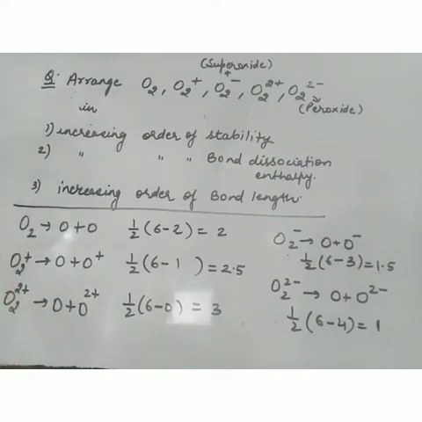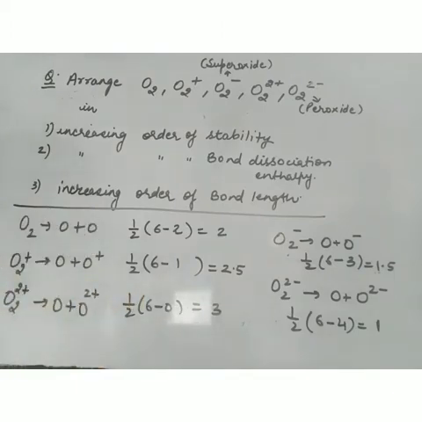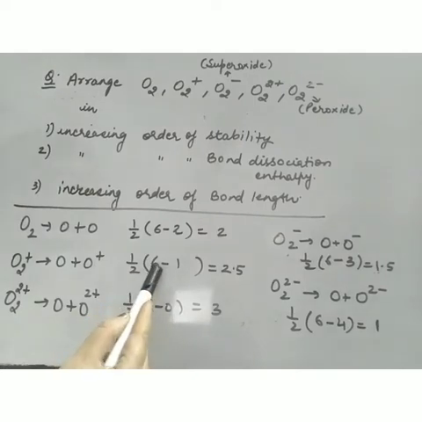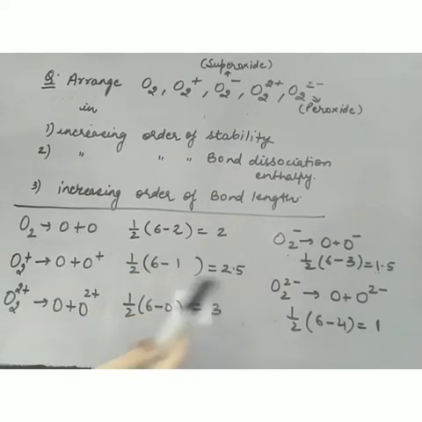Now O2 plus is there. O2 plus means one electron we have to remove. So from which will we remove the electron? Definitely from the outer one. Outer one means the anti-bonding one. So half into 6 minus 1, because O2 plus is O and O plus. One electron you have to remove, so you will remove it from the anti-bonding part. So 6 is the bonding part, 2 is the anti-bonding. One electron we have removed, so bond order is 2.5.